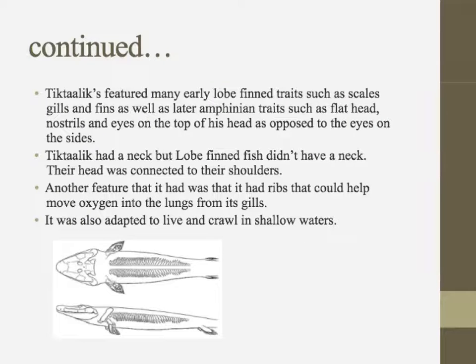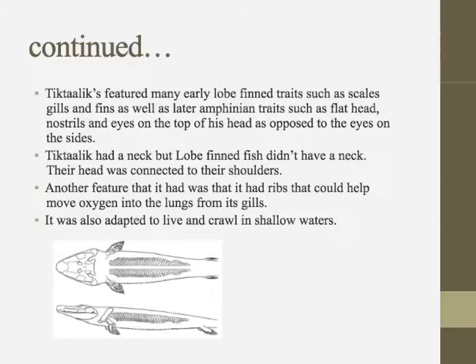Tiktaalik featured many early lobe-finned fish traits, such as scales, gills, and fins, as well as later amphibian traits such as the flat head, nostrils, and eyes at the top as opposed to the eyes on the sides. Tiktaalik had a neck, but lobe-finned fish didn't have a neck, because their head was connected to their shoulders. Another feature that it had was ribs that could help it move oxygen into its lungs from its gills. It also adapted to living and crawling in shallow waters.